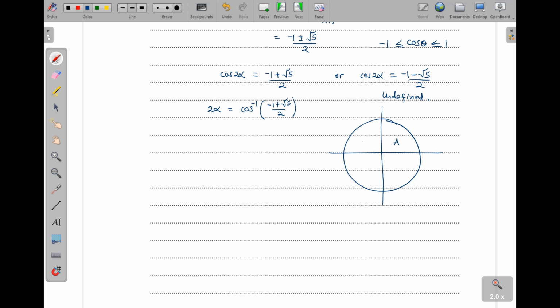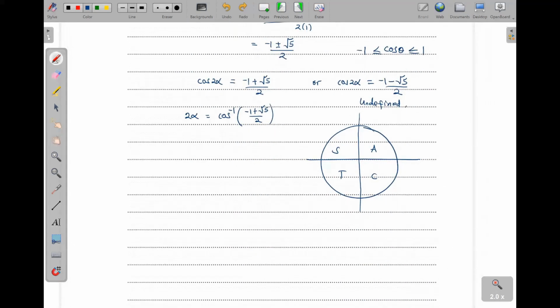So we have A, S, T, and C. The domain is given in degrees. So this is 0, then 360. When you come back, this will be 90 degrees. This is 180 degrees. This is 270 degrees. So we are picking from here and here where cosine is positive. You see? So this will be 360, then minus theta, if this one is theta. So 2 alpha, remember this is 2 alpha. But we need alpha, so after we shall divide by 2.